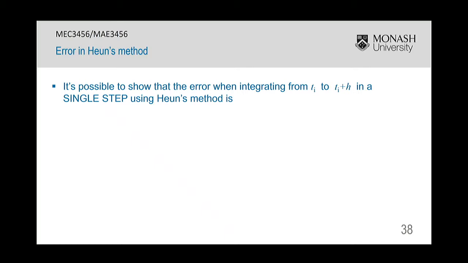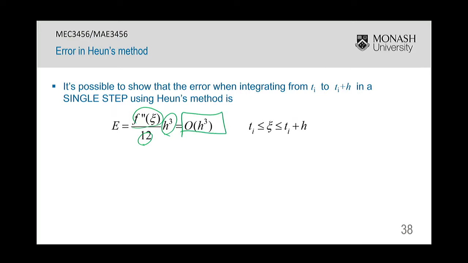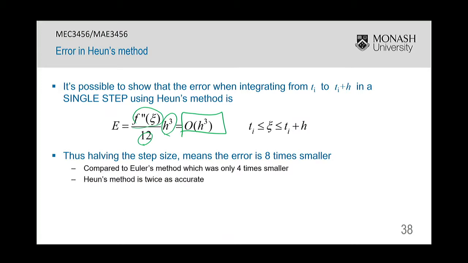It's possible to show that the error when integrating from ti to ti plus h in a single step of Heun's method is equal to the second derivative estimated somewhere in the interval divided by 12 times h cubed. The thing that's most important here for us is the fact that the error scales like h cubed. It's order h cubed. That's for a single step. Thus, halving a step size means that the error is going to be approximately 8 times smaller. If we compared the similar thing for Euler's method, it was only 4 times smaller when we halved the step. Therefore, Heun's method is twice as accurate as Euler's method if we halve the step size.